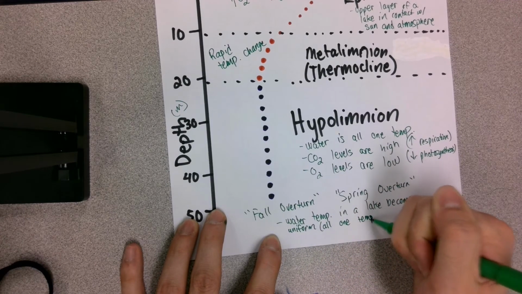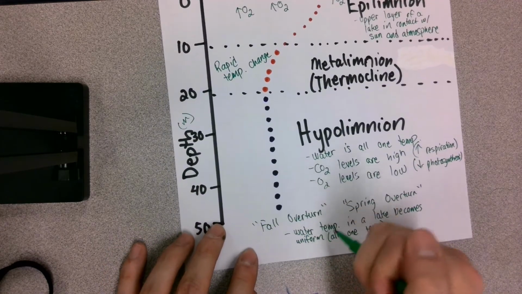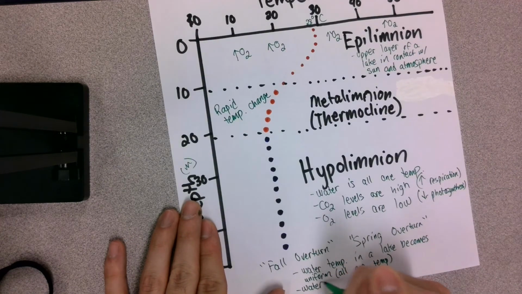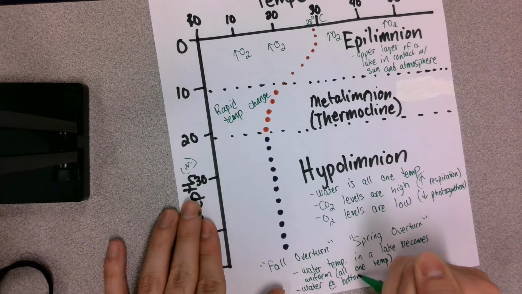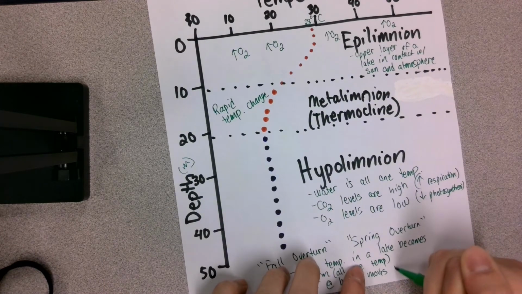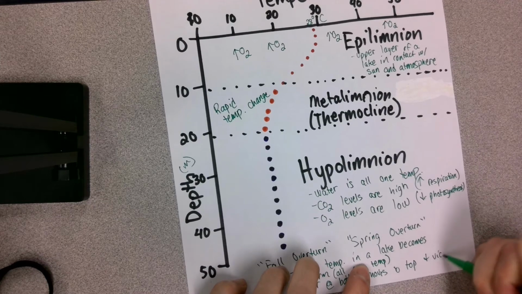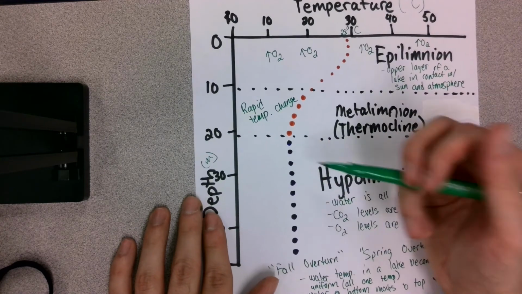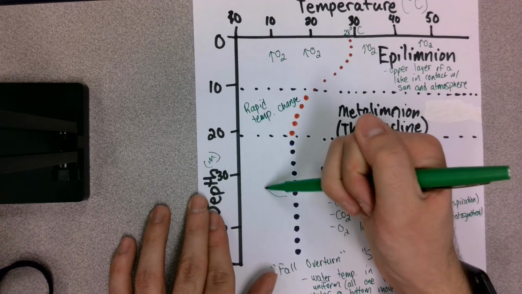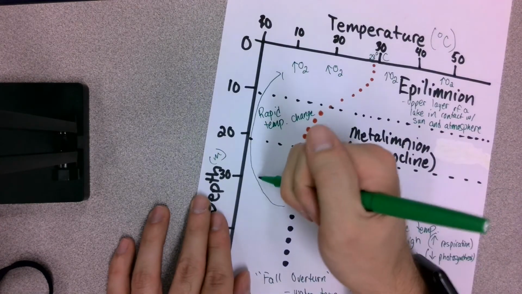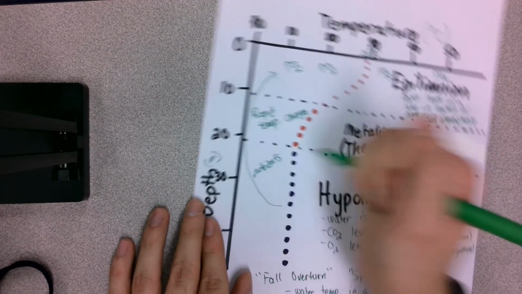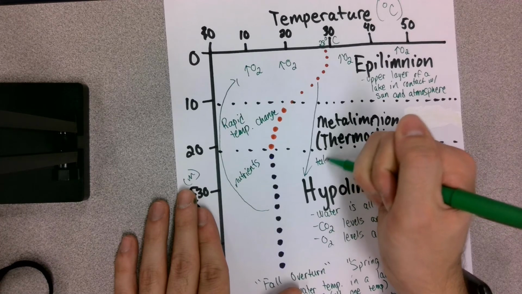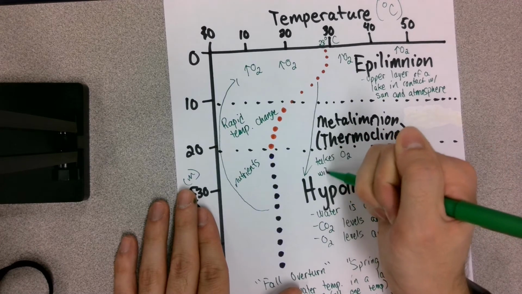All right, and what happens is this thing called overturn, where the hypolimnion, or the water that is down here, so water at bottom, moves to top, and vice versa. All right, so the water that is down here, since it's all one temperature now, it'll start mixing. And this water, so the water that is down here, will move up to here, and it takes nutrients with it from the bottom, kind of like an upwelling in an ocean. And then the water that is up here will move down here, and it'll take oxygen with it. All right, so it takes O2 with it.